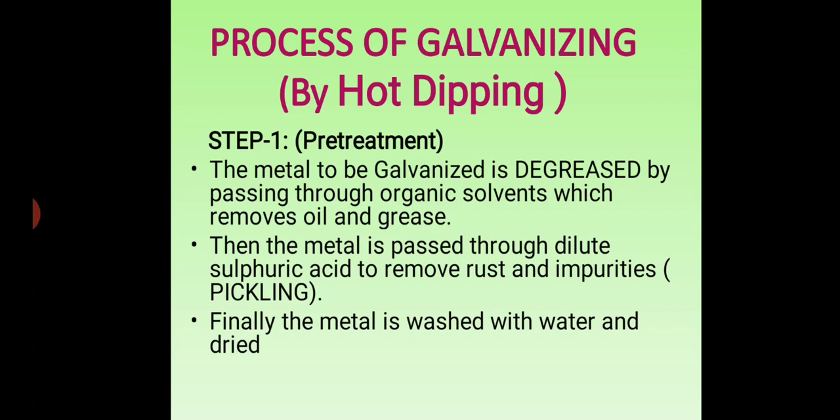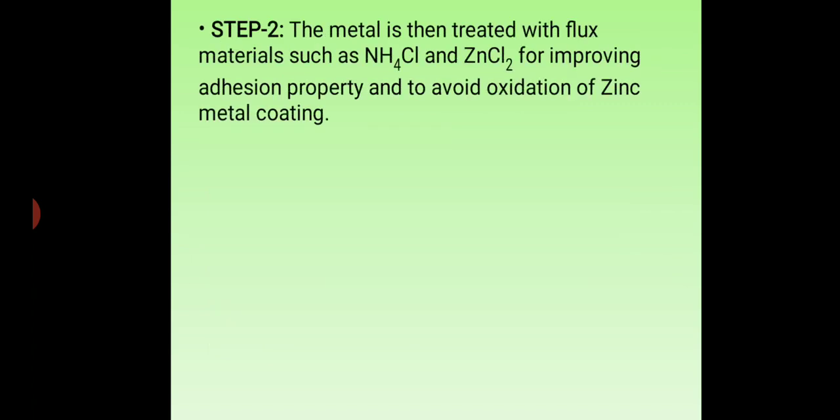Then finally, once it is degreased and pickled, the metal is washed with water and dried. Why? To remove any organic solvents or acid adhered on it. So after preliminary treatment, our next step, that is step 2, in which what is done? The metal is then treated with flux materials such as NH4Cl and ZnCl2, ammonium chloride and zinc chloride, for improving adhesion property and to avoid oxidation of zinc metal coating.